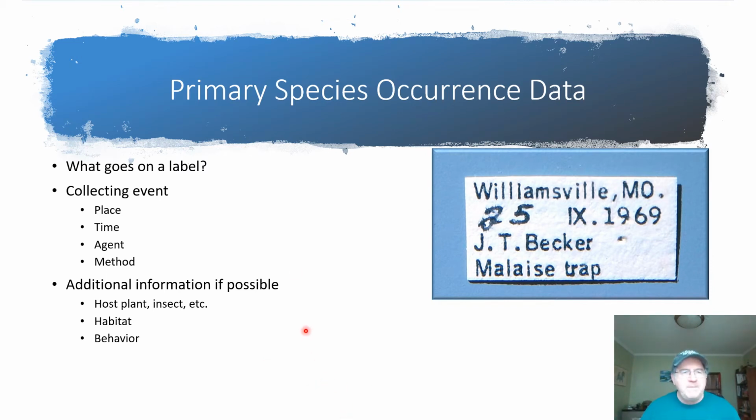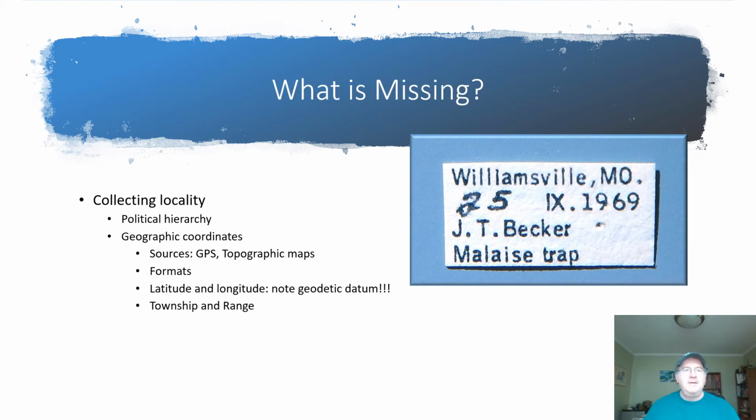So I wanted to delve in here a little bit more on the place, because where the specimen is collected is, I think, probably the absolutely most critical data element in all of this. So this label from 1969 simply records the place as Williamsville, Missouri. That level of accuracy is probably useful for some purposes, but not others.